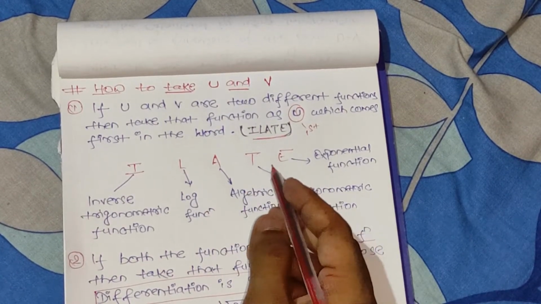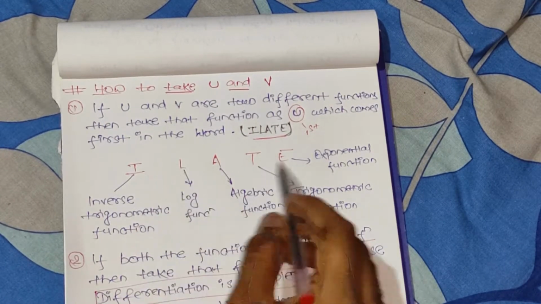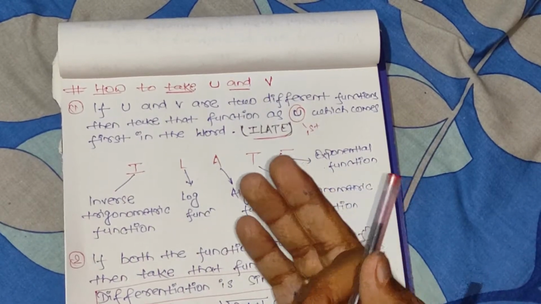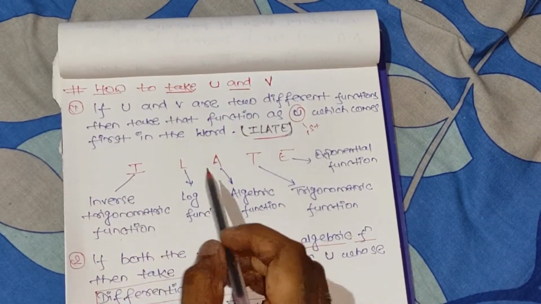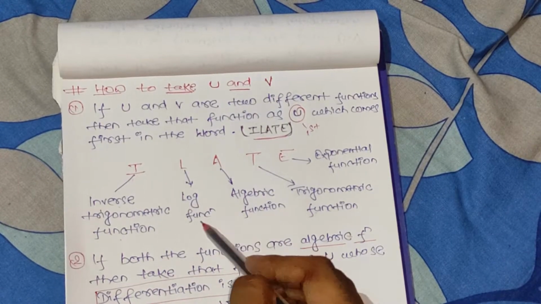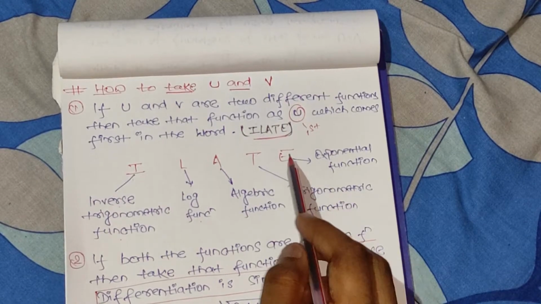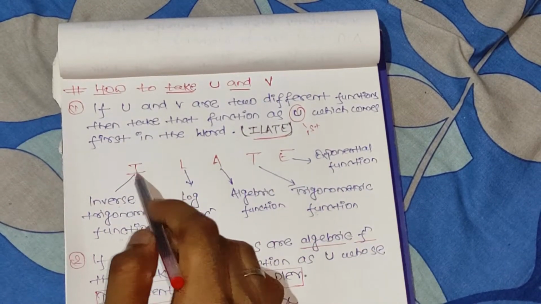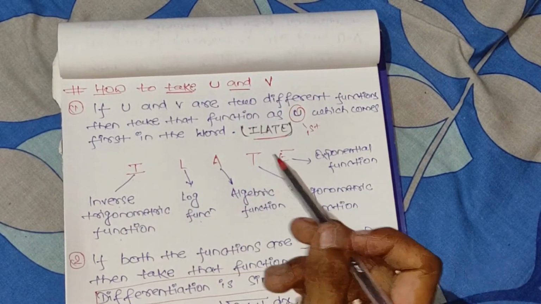Now I hope all of you know about this, may or may not be, but now I will explain. ILATE is a word to understand and remember which function you will take as the first function. I means inverse trigonometric function, L stands for logarithmic function, A stands for algebraic function, T trigonometric function, E exponential function. So this is the basic word. Whichever comes first will be your first function.